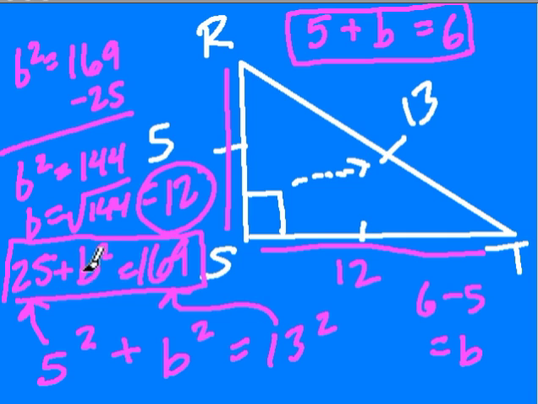If 25 plus b squared equals 169, then 169 minus 25 will give us b squared. And we said b squared is 144. We want to know what b is. It's the square root of that, so b is the square root of 144, which is 12.